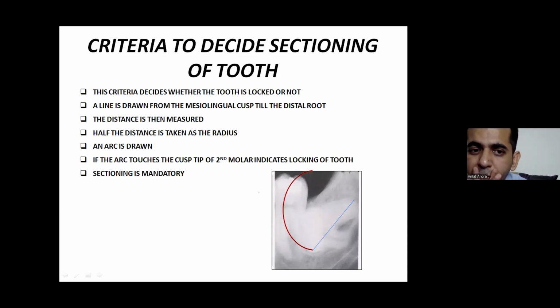Now you can see it. What is the criteria to decide sectioning of the tooth? It's simple. You take a line and draw it from the mesiolingual cusp to the distal root. You can see it here, a blue line.